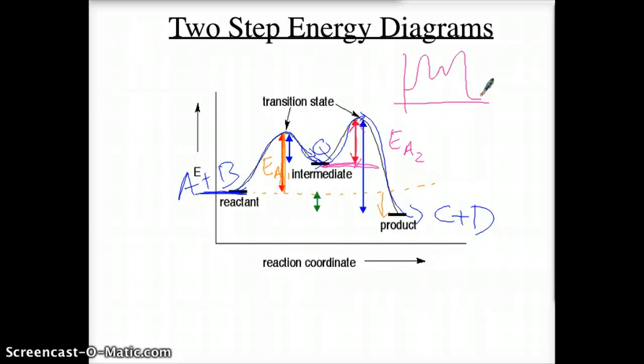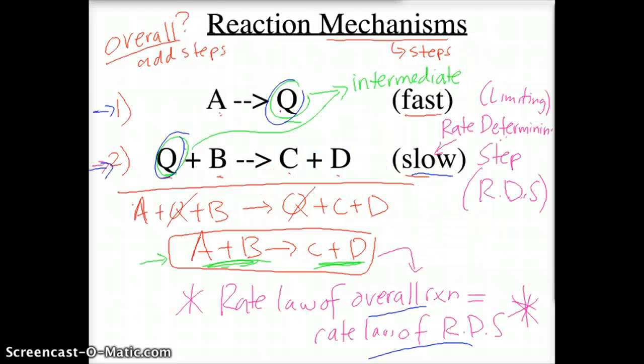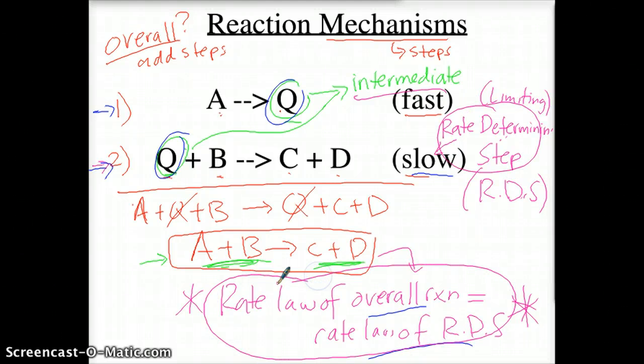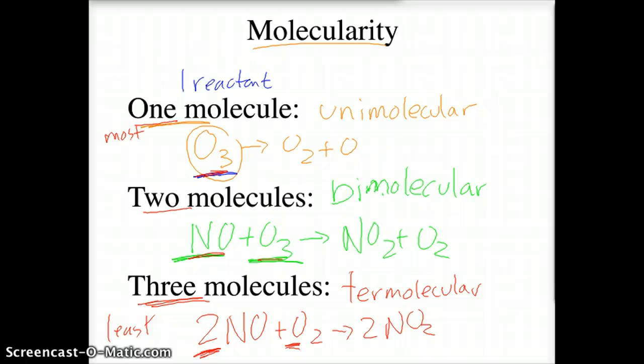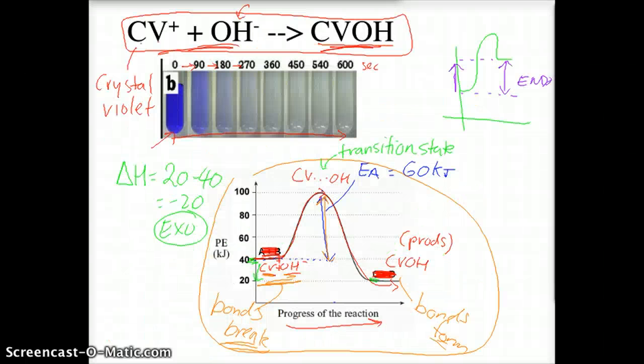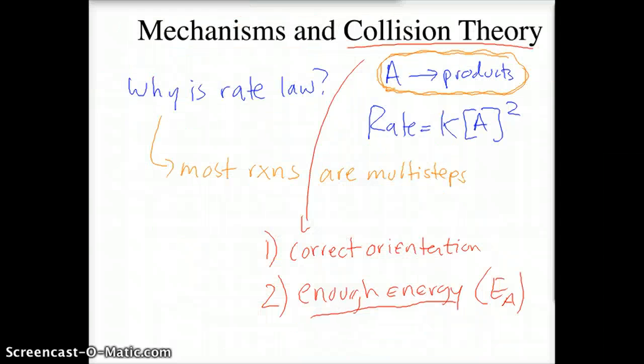And we'll play around with a lot of energy diagrams like that, but we want to be familiar with these, how to figure out if it's endo or exo. You need to know what an intermediate is, what the rate-determining step is, that the rate law of the overall reaction is the same as the rate-determining step. You need to figure out how to get the overall reaction from the steps. You need to know these 3 terms, unimolecular, bimolecular, termolecular, and you're good to go with mechanisms and collision theory.